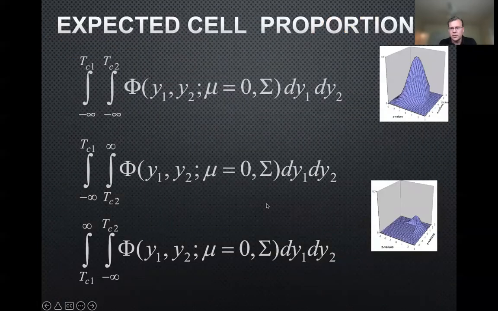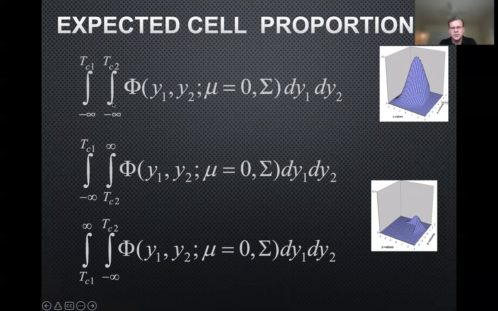Of course, we've got several other possibilities. So the concordant unaffected is just from negative infinity to the threshold for both twins, and then from the threshold to positive infinity for the discordant pairs. So they're both falling into different sections here of the bivariate normal distribution.